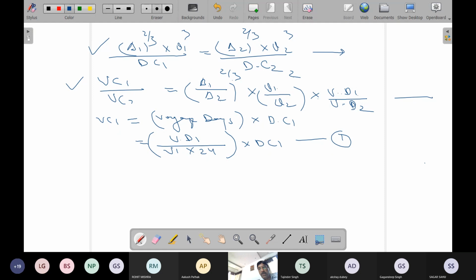Similarly, if I have another voyage which I am doing with V2 speed and I have voyage distance 2, I can say voyage consumption 2 is equal to voyage distance 2 divided by V2, because I am doing it at the speed of V2, divided by 24, close the bracket, multiplied by DC2. DC2 is the daily consumption when the vessel is proceeding at V2 speed. This is 2.